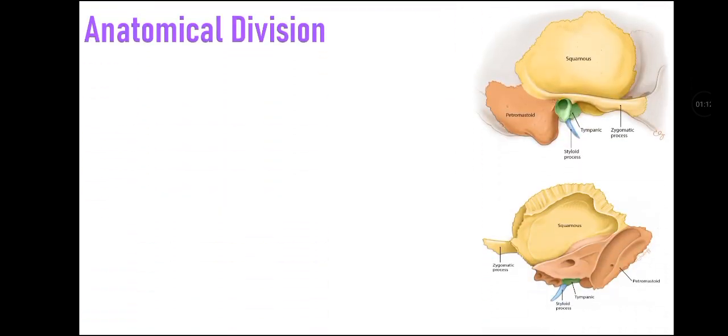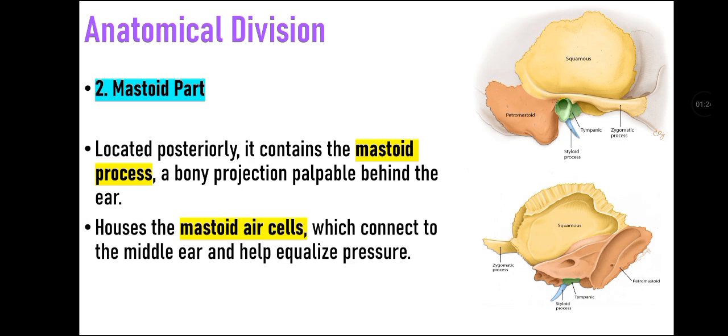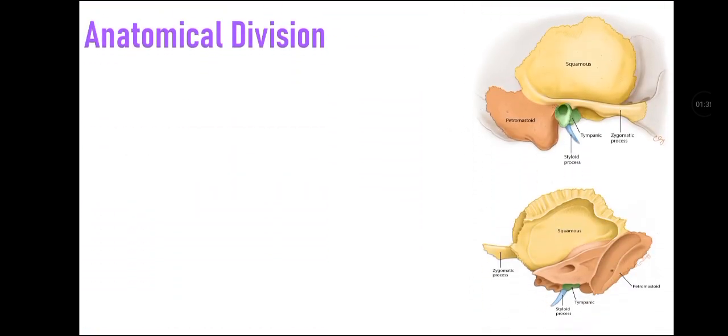Next anatomical division of temporal bone is mastoid part or mastoid process. It is located posteriorly. It contains the mastoid process as you can see here in the diagram. It is a bony projection that is palpable behind the ear. It houses the mastoid air cells which connect to the middle ear and help equalize pressure. It provides attachment point for several neck muscles including sternocleidomastoid muscle.